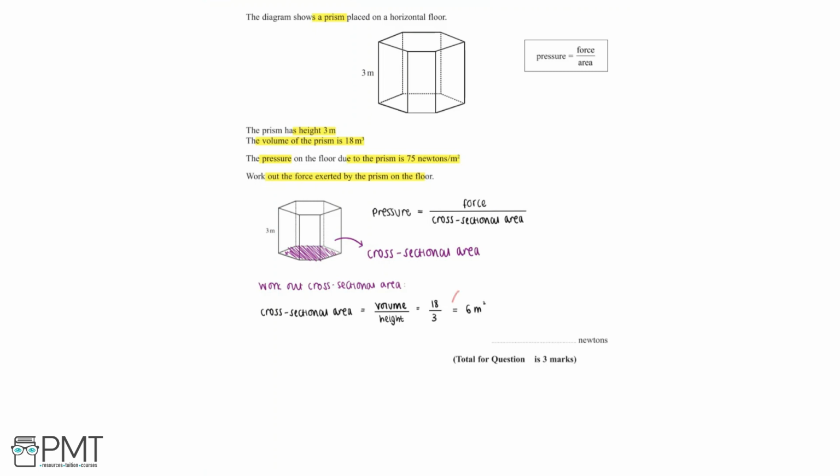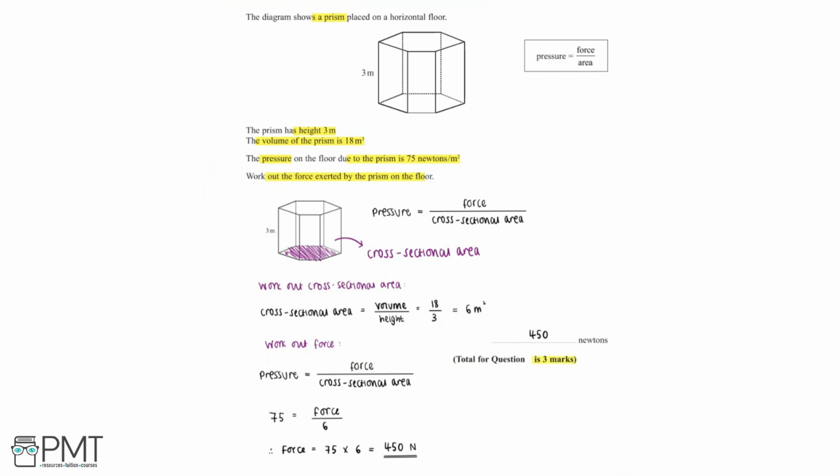Well, now that we know the cross-sectional area, and we know the pressure, we can use these values in order to find the force. If the pressure is equal to the force divided by the cross-sectional area, we can say that 75 is equal to the force divided by 6. And so the force would be equal to 75 multiplied by 6, which is equal to 450 newtons. And so we've found out that the force exerted by the prism on the floor is equal to 450 newtons.